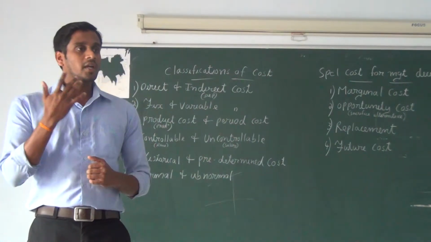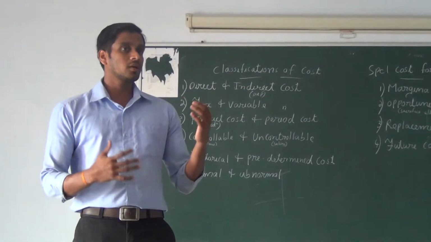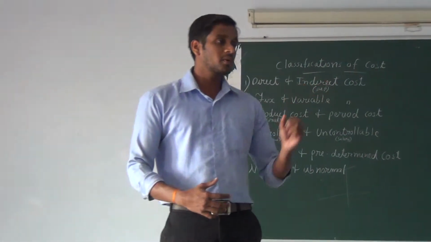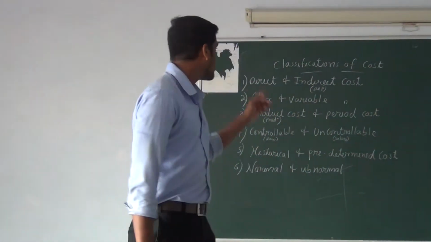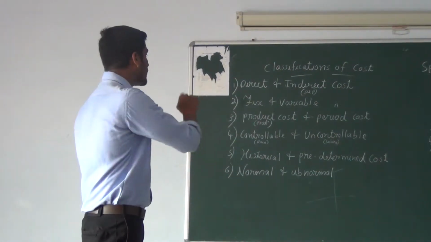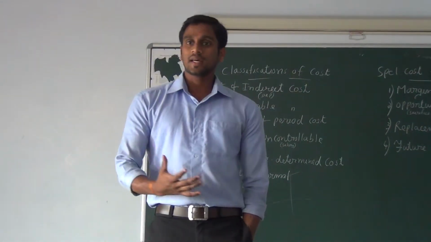In a factory or any office, there will be a lot of costs. If those costs are mixed together, it will be very difficult for us to take a specific cost. For that purpose, we need this classification of cost. In this classification of cost, first I am going to deal with direct and indirect cost. What is actually this direct cost and indirect cost?